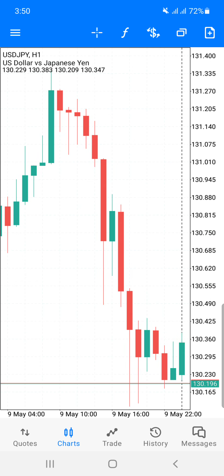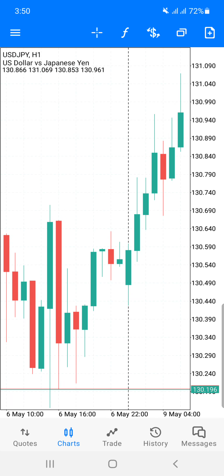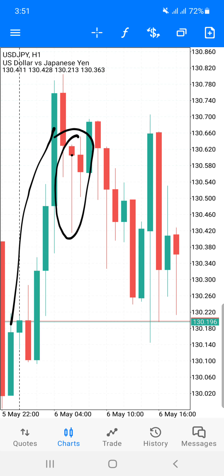Let's look for another hammer pattern. This is another hammer pattern, right? The market sold for some time, then formed this pattern. This is a hammer. Let's look for another one. Yes, see this one. The market bought, then formed this pattern. This is a hanging man. This one here is a hanging man pattern.